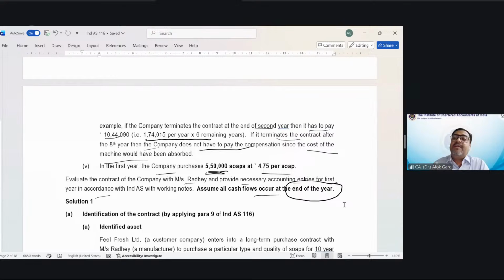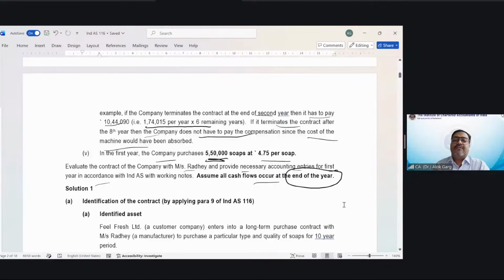What is the difference between beginning of the year and end of the year? For example, a company has entered into a 5-year lease contract. 1 lakh rupee is the lease payment, paid at the beginning of every year, and the discount rate is 10%. For the first payment, what is the present value factor? The present value factor is 1 if the payment is made at the beginning of the year. If payment is made at the end of the year, for the first payment the present value factor is 1 divided by 1.1, which is 0.909. So this is the difference between beginning of the year and end of the year.